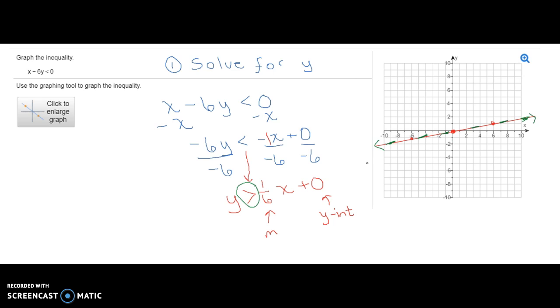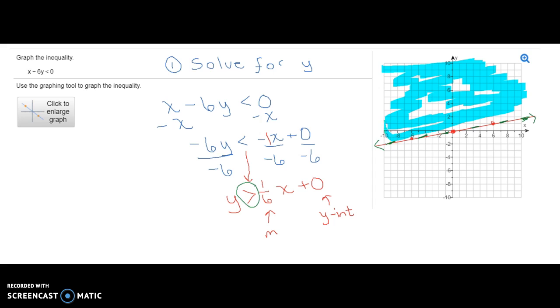And then you need to shade above or below. So this is greater than, and it's after you've solved for y. Y is greater than the rest of the inequality. And so we're going to shade above this line. You can do that with the little paint tool in MyMathLab, and you're going to shade everywhere above the line. So any of these coordinate points above the line will make the inequality true. So you'll shade all of that in using the paint tool in MyMathLab.